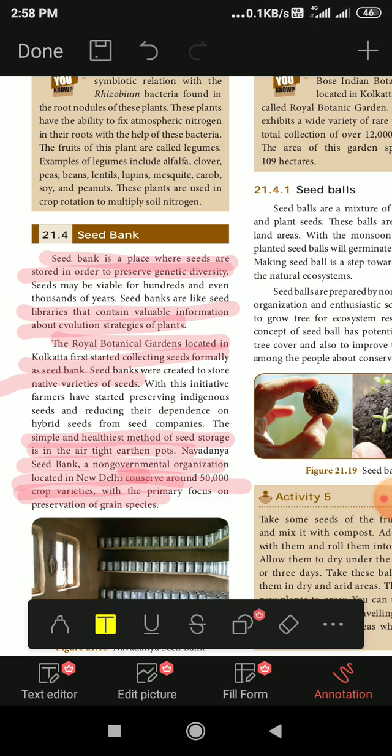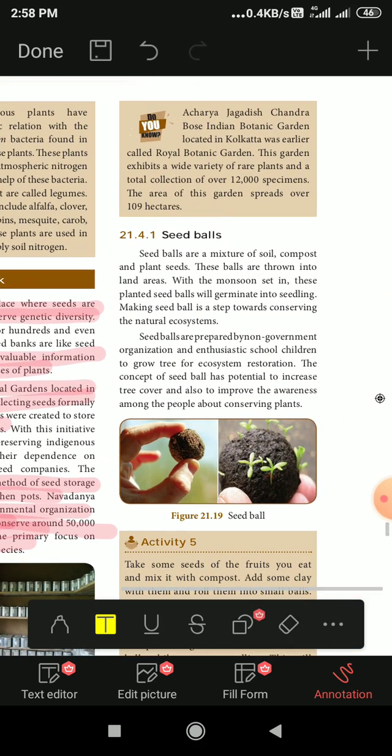Okay. The next goes for the seed balls. Actually, what is this seed ball? That means the healthy seeds will be made into balls with organic fertilizers and with the clay. They will be made into small balls and thrown into the areas where there is a smaller number of trees, or the greenery is less.